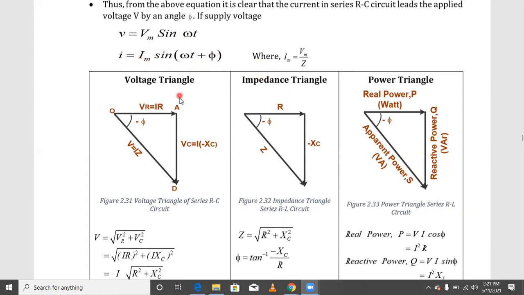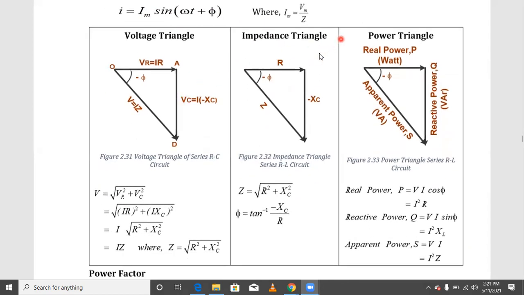In this RC circuit, this is called the voltage triangle, and then the impedance triangle and power triangle, same as the previous series RL circuit. The voltage across the resistor is VR is equal to I into R, and the voltage across the capacitor VC is equal to I into minus XC, where XC is called the capacitive reactance. And V is equal to I into Z. The supply voltage is the phasor addition of these voltages.